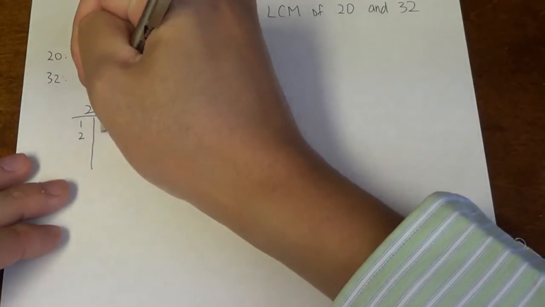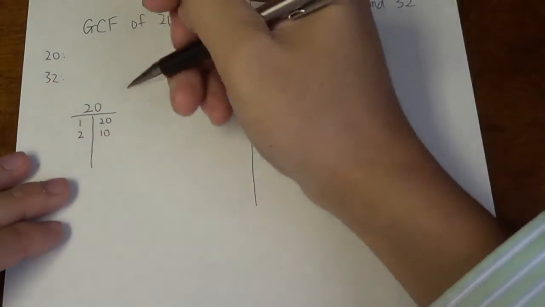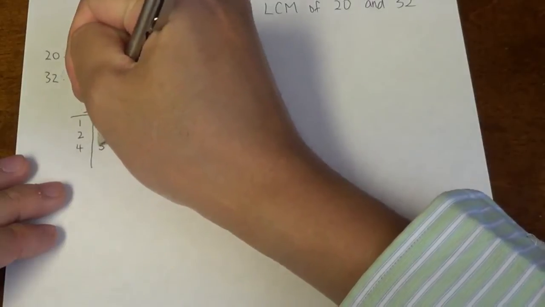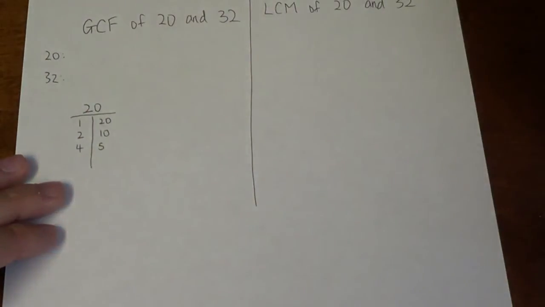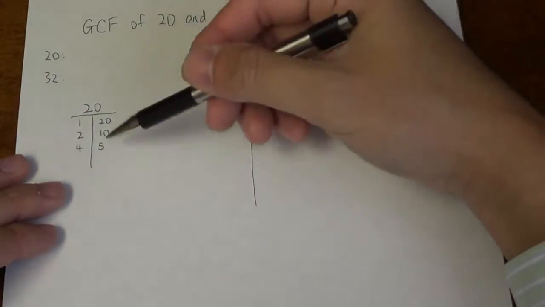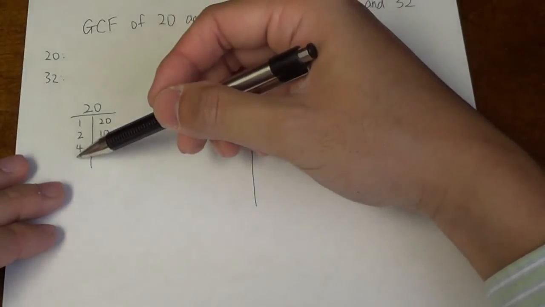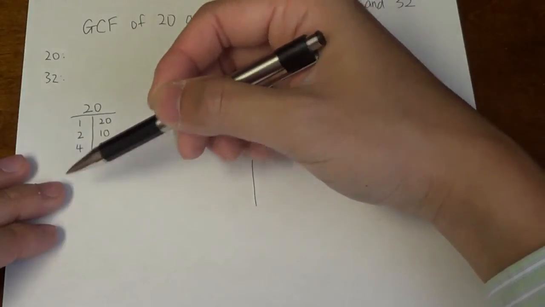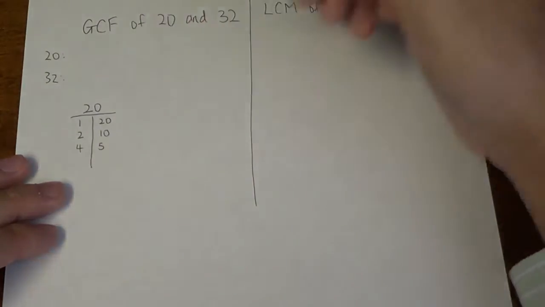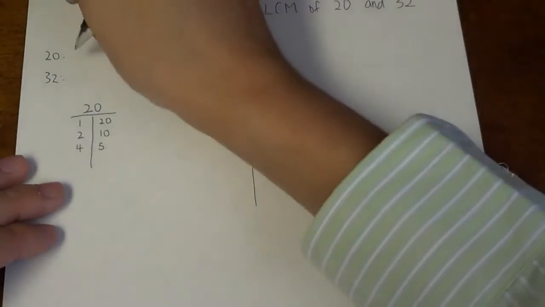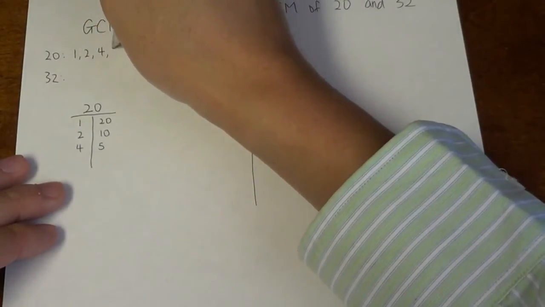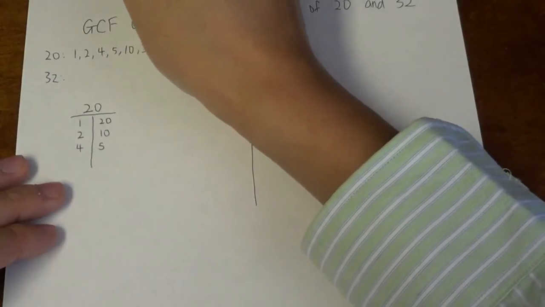2 is a factor because I can multiply that by 10. 3 is not a factor. 4 is a factor because I can multiply that by 5. A benefit of doing this is I know I got them all, because if I go to 5, then I'll start going backwards: 5 pairs with 4, 10 pairs with 2. So I know I can stop right here, and then I can list them out in order to keep it organized.